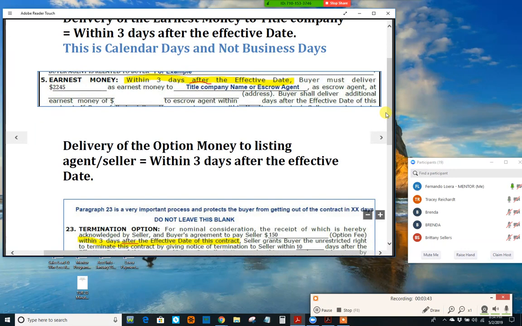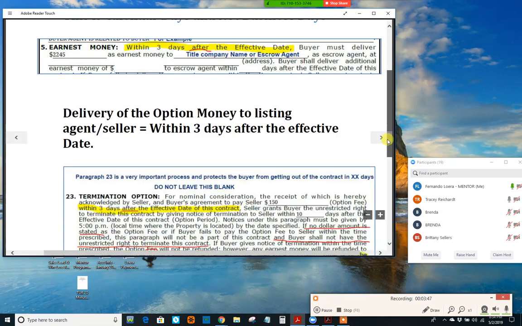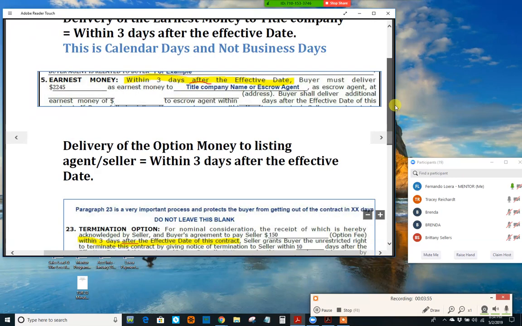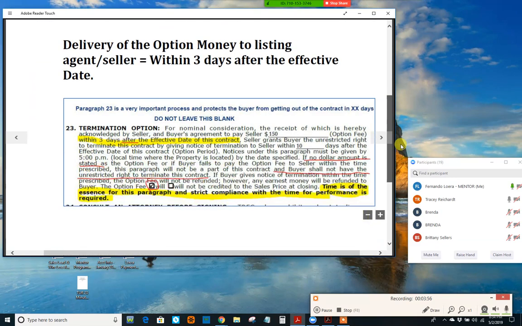The other timeline that you have to keep track of is delivery of the option money to the listing agent and seller within 3 days after the effective date. So again, this is the delivery of the option, and we'll talk a little bit about that. Here's paragraph 23, and it talks about the termination of option.